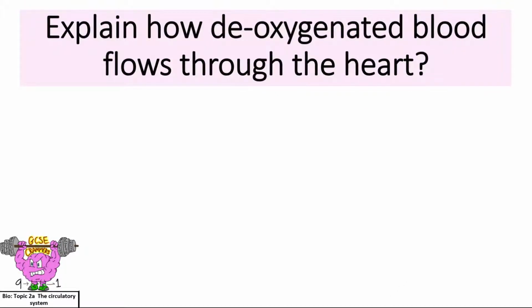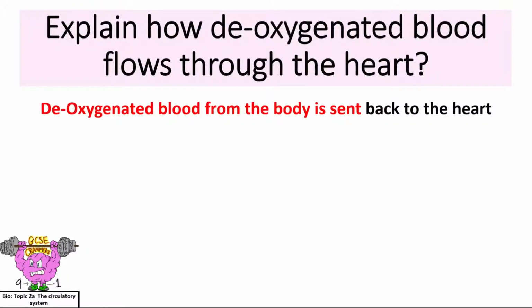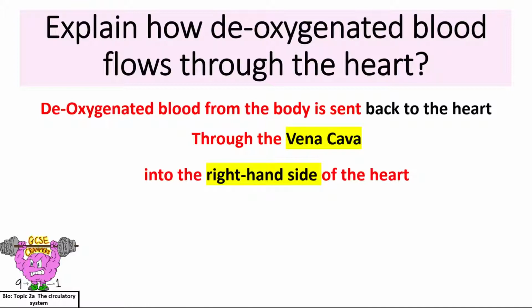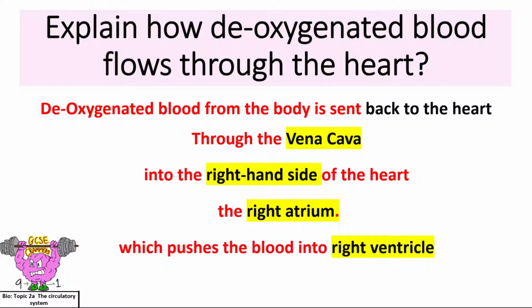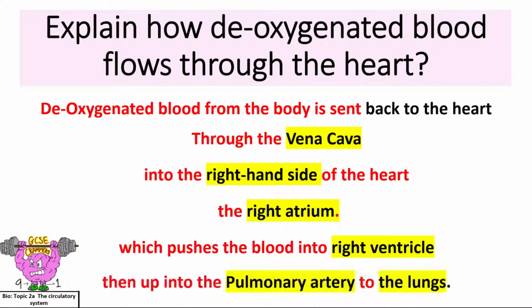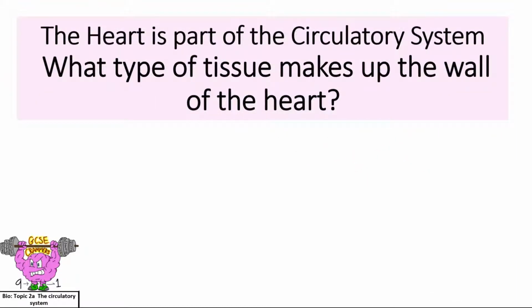Explain how deoxygenated blood flows through the heart. Deoxygenated blood from the body is sent back to the heart through the vena cava into the right-hand side of the heart, the right atrium, which pushes the blood into the right ventricle, then up into the pulmonary artery to the lungs. The heart is part of the circulatory system.